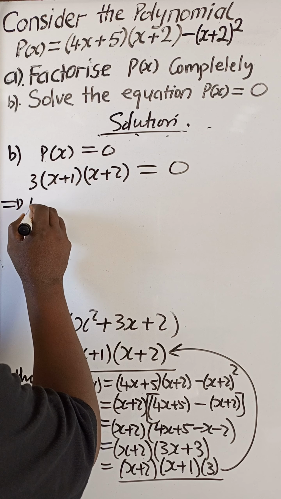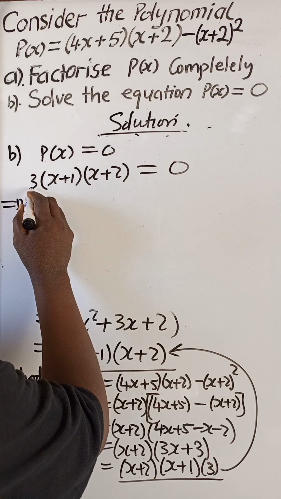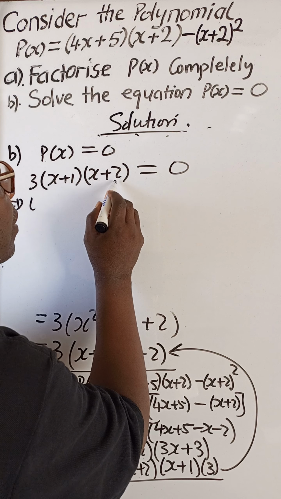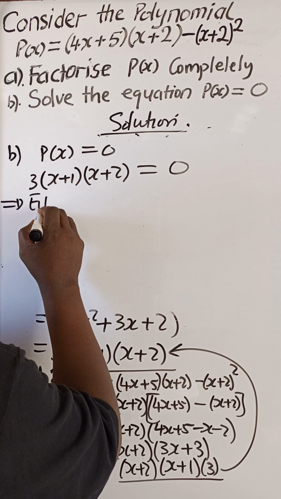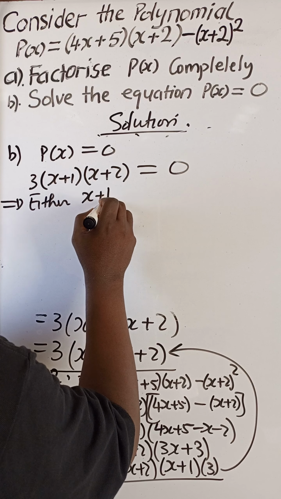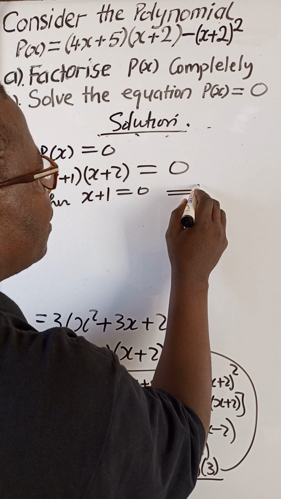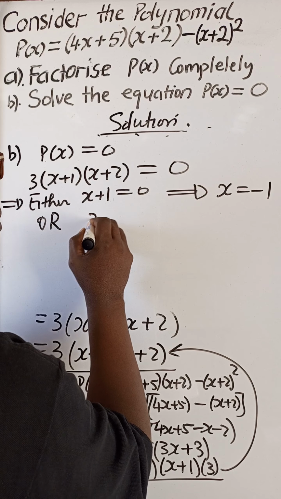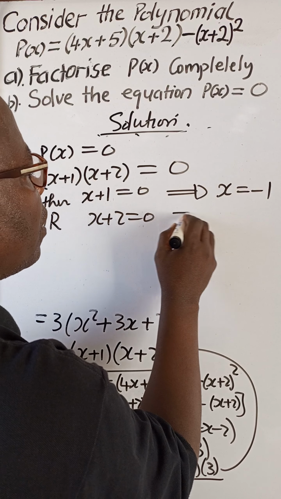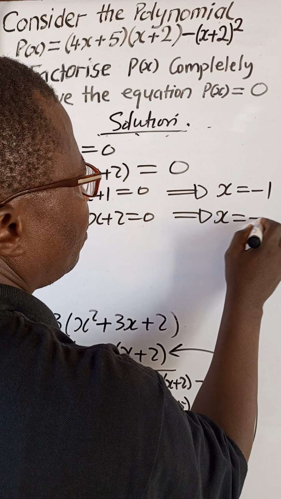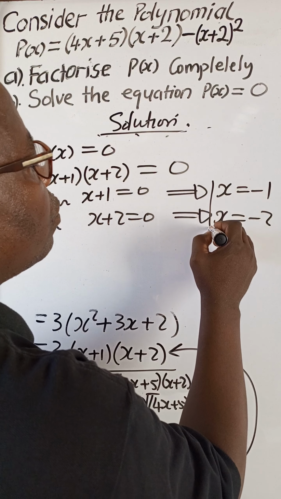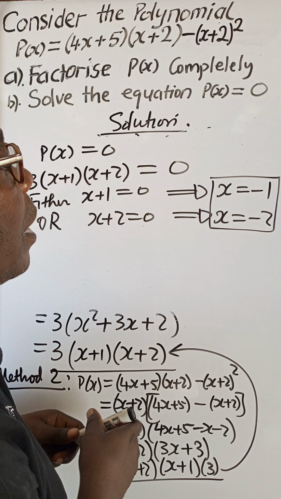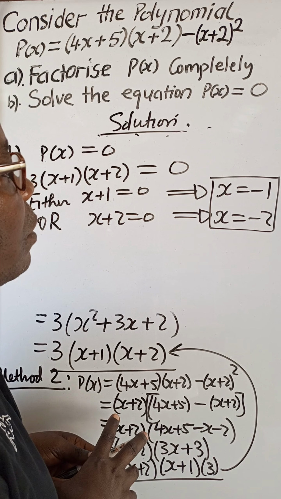Since 3 is already a constant, 3 can never be 0. So it is either this that can give us 0 or this that brought in the 0. So either x plus 1 is 0, and if that is the case, it means x equals -1. Or x plus 2 is 0, and if that is the case, then x equals -2. So the two solutions for this quadratic polynomial are x equals -1 and x equals -2.